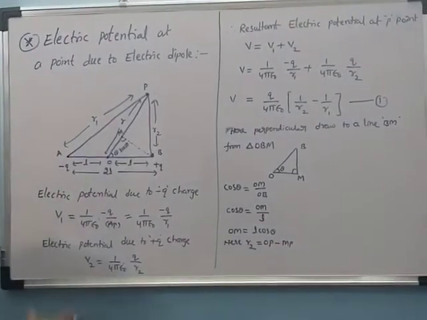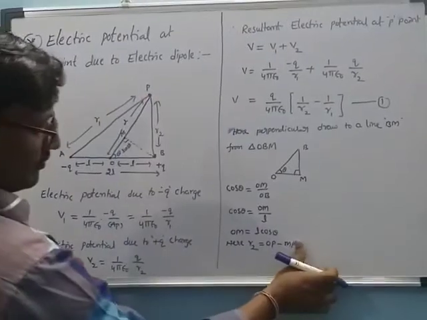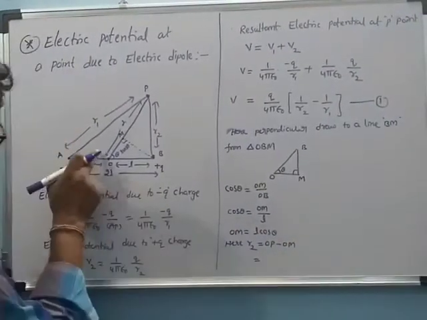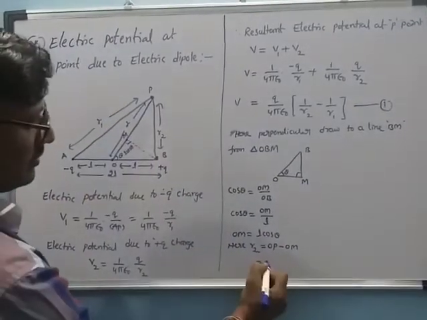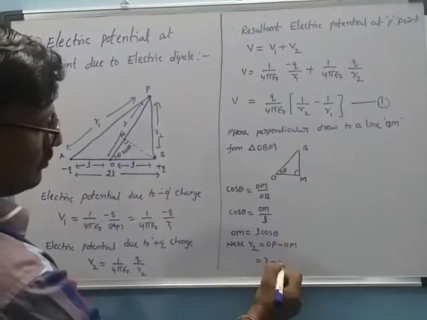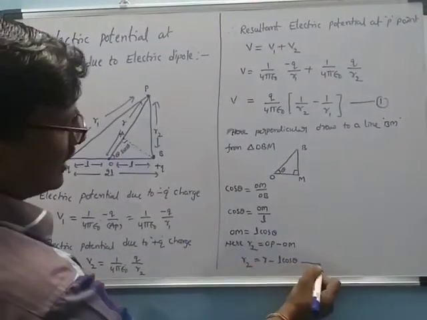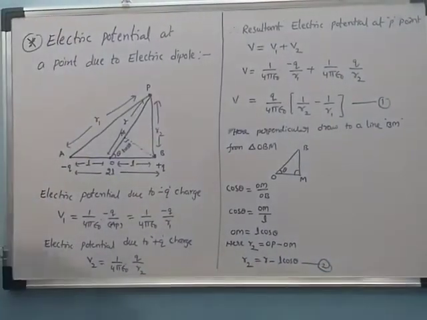See, OP minus OM. So we can write OM. How much is the distance OP? R minus OM, and OM is L cos theta. This is the distance R2, and consider this as equation number 2.